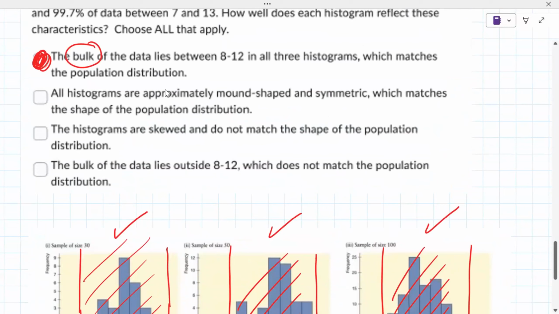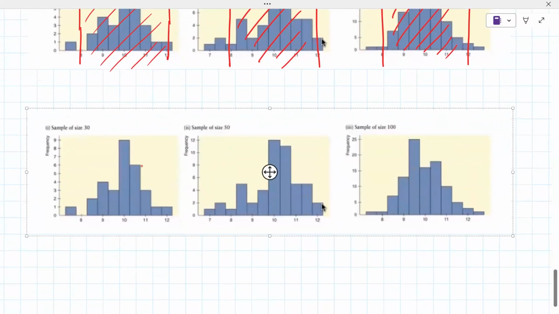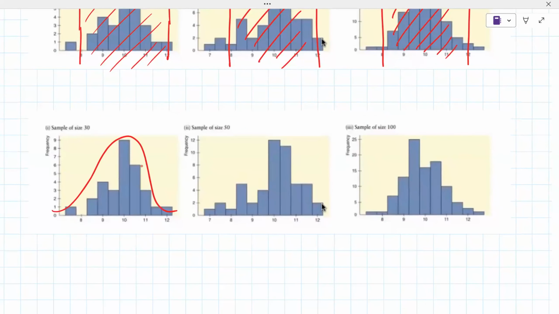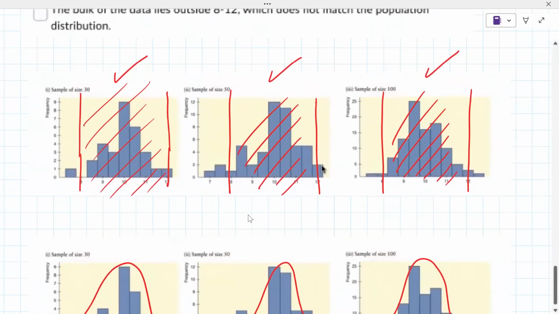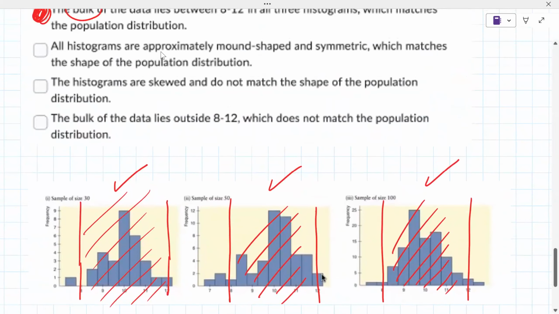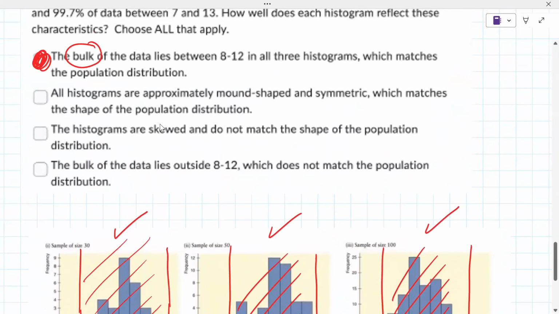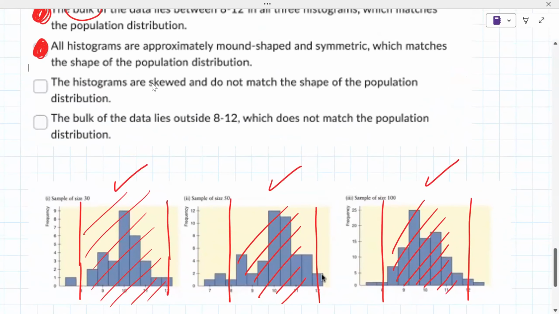So the next one, and this is where we've got to be really careful with the language. All histograms are approximately mound shaped and symmetric. So do these all look mound shaped? I'm having a hard time with this one, but they kind of all do look mound shaped. I don't know how to answer it. I think we should check it, and I'll explain why in a moment. I think they are all mound shaped enough, at least for this question.